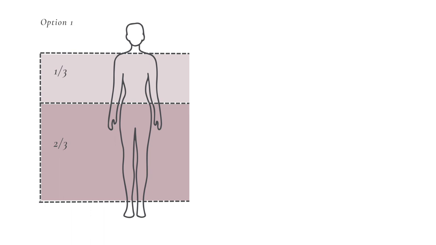So for example, a visible line could be where your top meets a pair of trousers or a long skirt, or it could be where you place a belt, or it could be a layer that you're wearing, say for example a cardigan or a jacket.